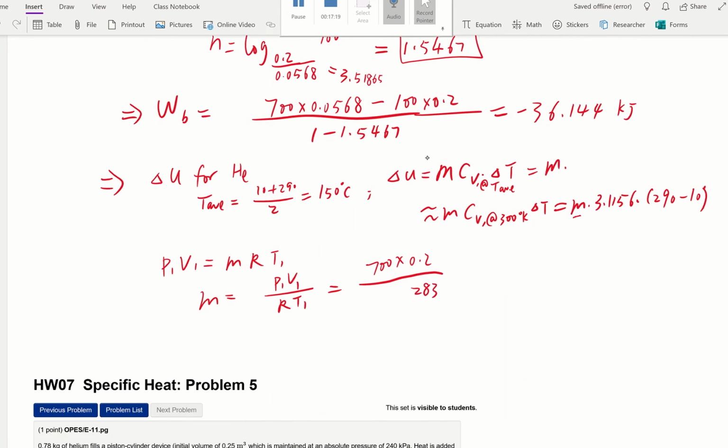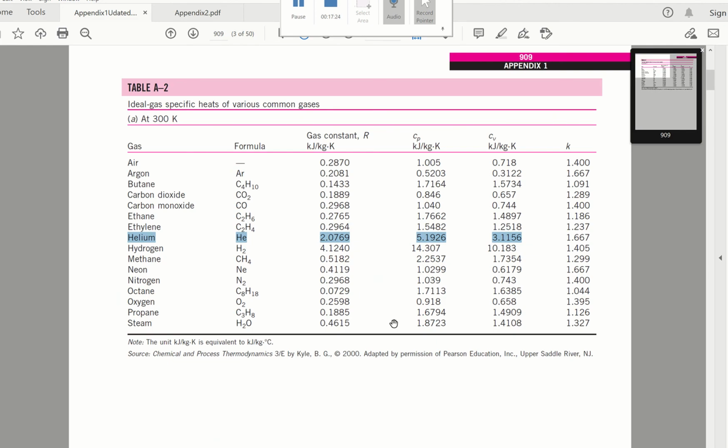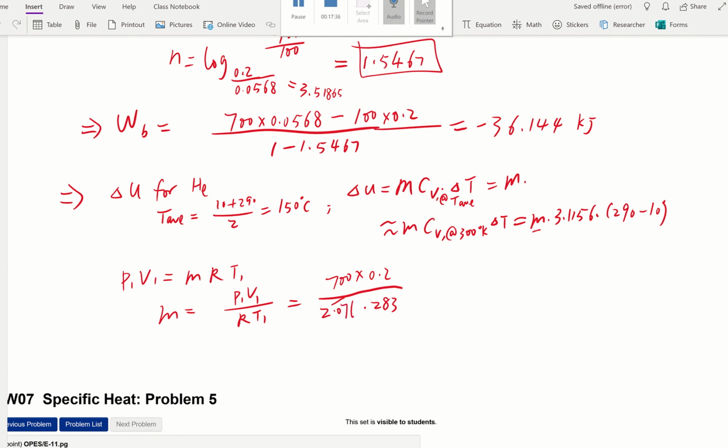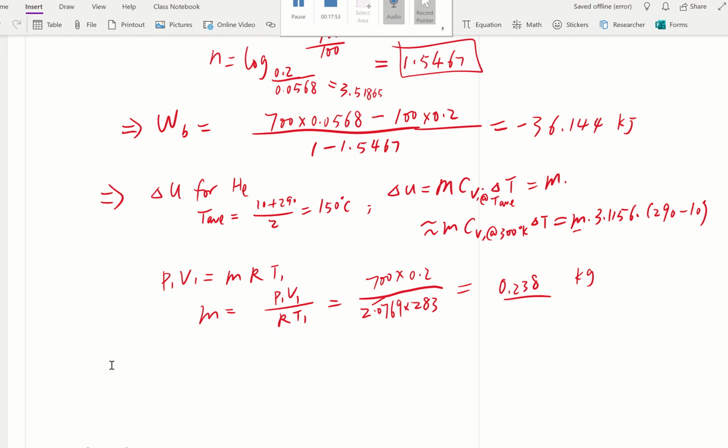That's 283 Kelvin. And for our R, we're going to look at table A1, or you can look at table A2 as well. Helium, the gas, is 2.0769. So knowing all that, we can figure out our mass in kilograms. The mass I calculated is 0.238. Okay, so knowing that, I think we'll almost be able to solve this problem now.